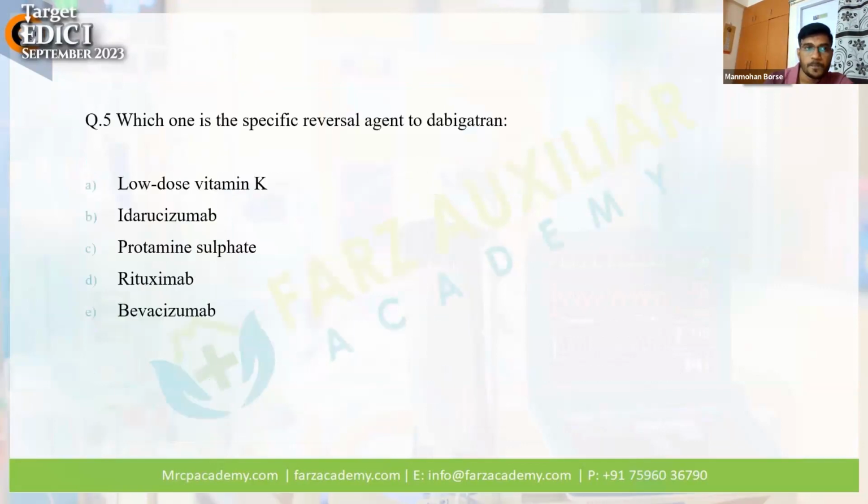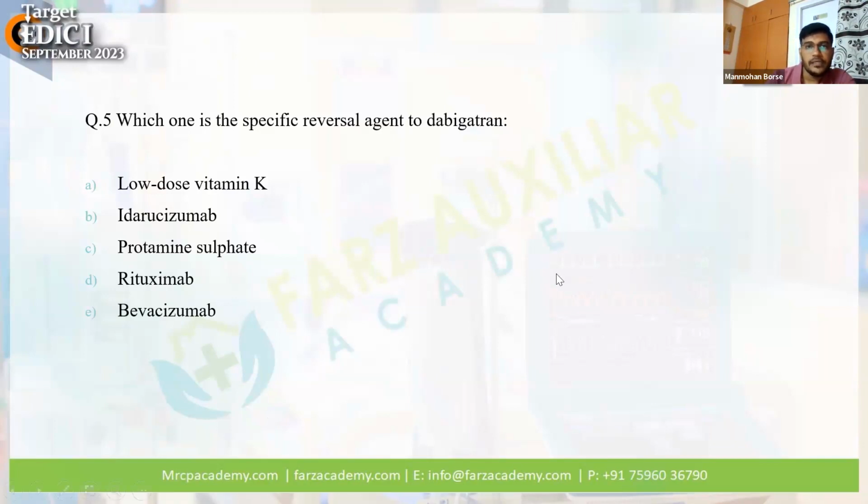Next question. What is a specific reversal agent for dabigatran? Theoretical question, straightforward. Yes. Answer is B. Idarucizumab.